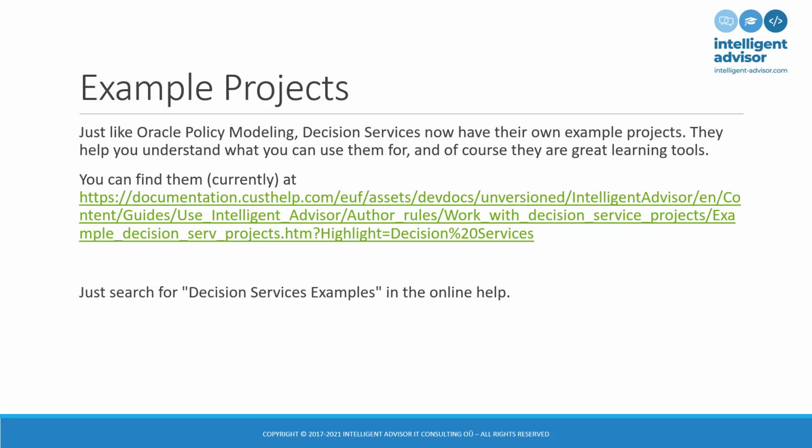In Oracle Policy Modeling, there are a large number of example projects, and those of you who read our website will know that we're great fans of these projects. Just like Oracle Policy Modeling, decision services now have their own example projects. They can help you understand what you can use decision services for, and of course they are great learning tools. In the demo that follows, we'll show you how to get them, and we'll show you how to use one of them to experiment with live mode. The link is in the slide, but of course it probably will change over time. I suggest just searching for decision services examples in the online help.